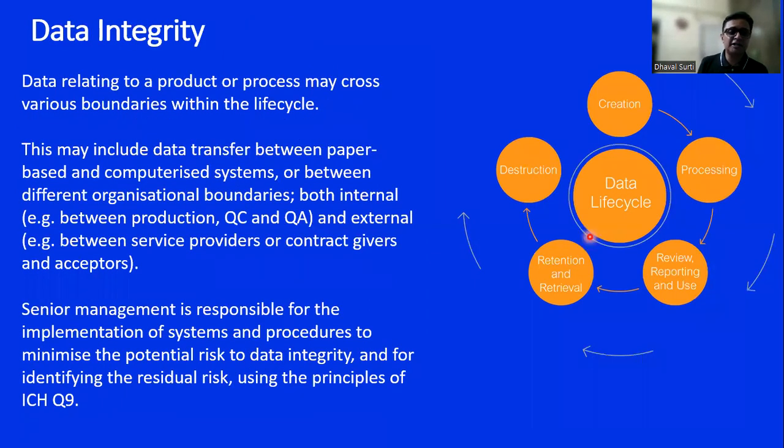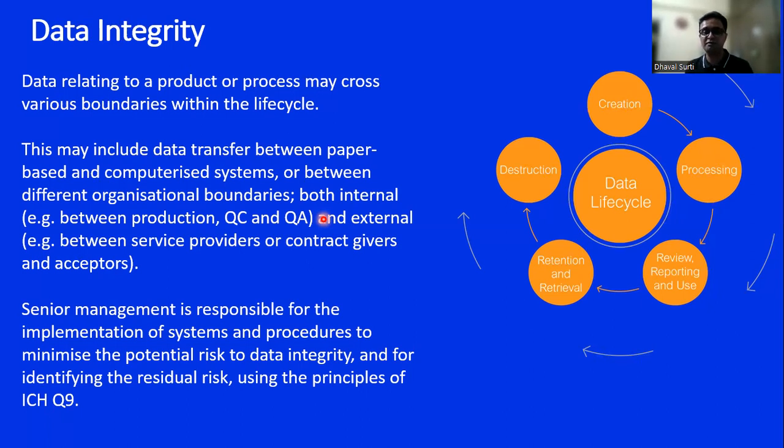Further, to understand, data relating to a product or process may cross various boundaries within the life cycle. Once it is created, this may include data transfer between paper-based and computerized systems, or between different organizational boundaries such as internal production, QC, QA. So QC results will be given to production so they can use it to make a decision. Both production and QC data go to QA. QA verifies both data to make a decision whether the batch is passing or failing. So data from production comes to QA, from QC comes to QA. So this data transfer will be there within the organization as well as external.